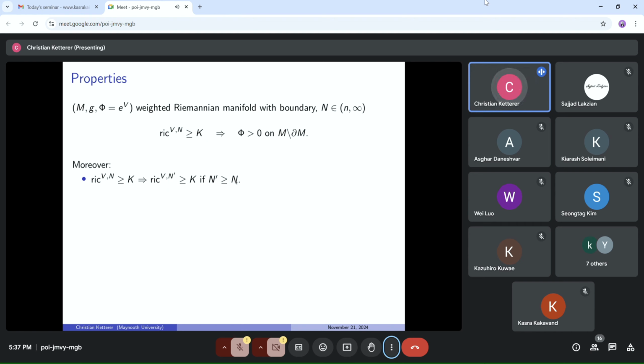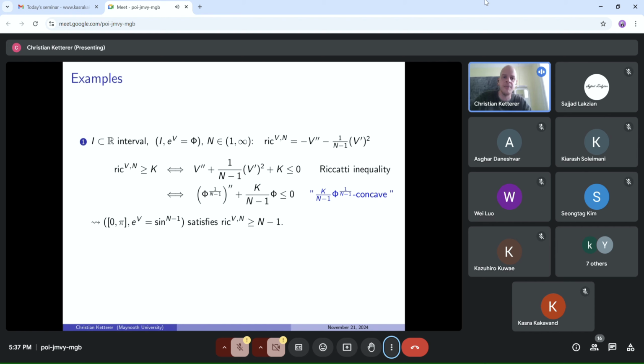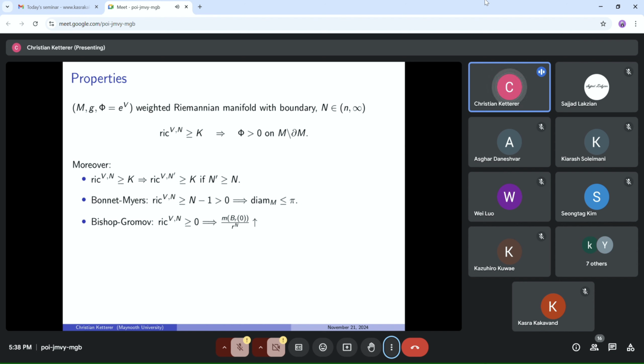We also have a Bonnet-Myers theorem, like for the classical Ricci curvature. So if the N-Ricci curvature is bounded from below by N minus 1, the diameter of the space is bounded from above by pi. This you can see, for instance, in this example of the interval 0 to pi that exactly fits into this situation. And finally, we also have a Bishop-Gromov volume comparison result, or Bishop-Gromov volume monotonicity result. So you see the properties of this Bakry-Emery N-Ricci tensor closely resemble the classical properties of Ricci curvature lower bounds.